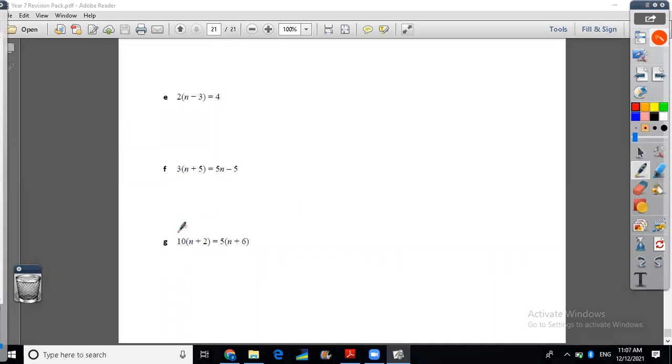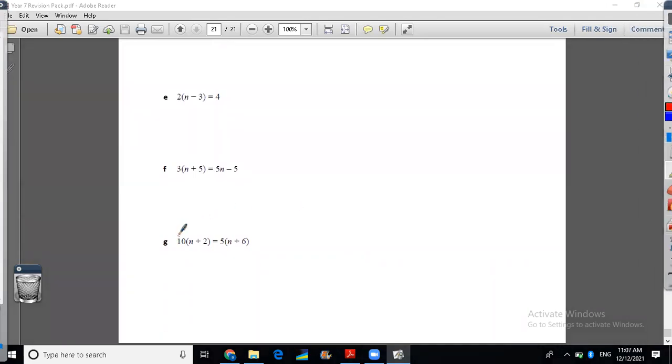How can I do this? Expand the brackets. 10 times n is 10n. 10 times positive 2 is positive 20. Be careful. If this was minus, then it would have been minus 20. But it's positive times positive, so positive 20. 5 times n is 5n. 5 times positive 6 is positive 30.